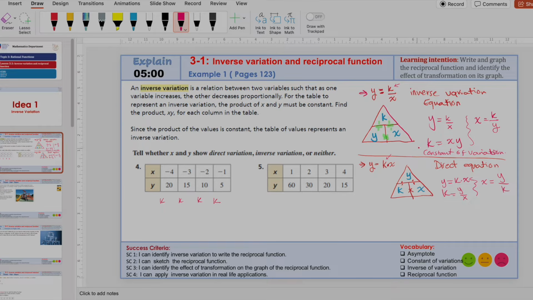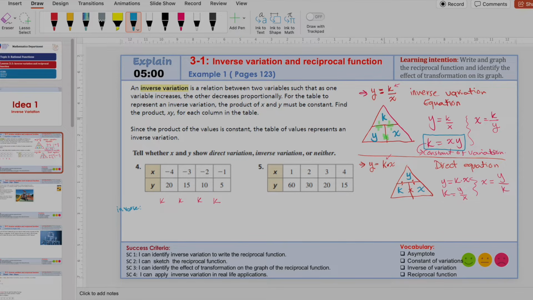Okay, so the k is called the constant of variation. It should stay constant. Find the k every single time and see, are we getting the same k? If we are, then it's inverse or direct, depending on which equation of k you used. So I'm going to check if it's inverse. I'm going to use the inverse variation relationship equation to find the k.